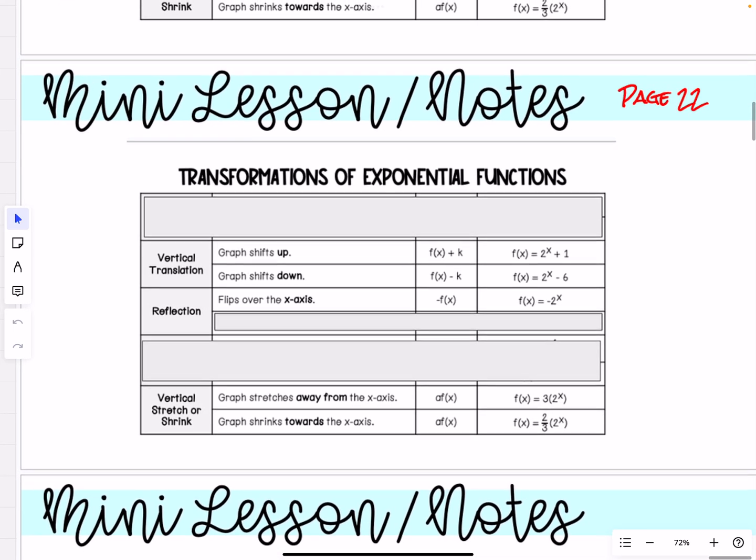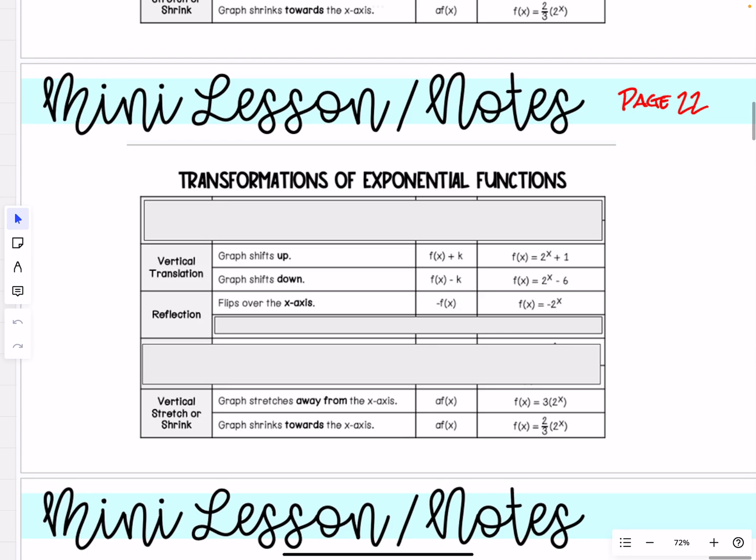So take a look here. We're going to cross out the horizontal translations, the horizontal stretches and shrinks, and the reflection over the y-axis. So we're only left with three things. And we have really talked about some of these things throughout the unit. I think that in combination with what we did with quadratics, that will help you understand transformations on exponential functions. Okay, so let's talk about these things for a moment.